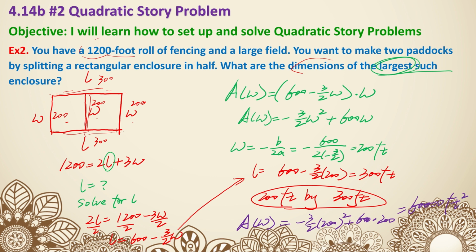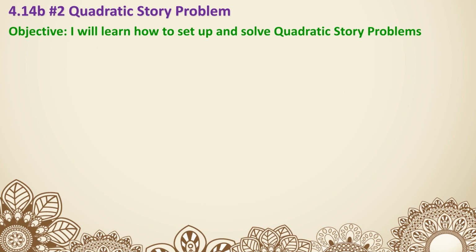For this specific question, it didn't ask you, it just asked for the dimensions. But if the question does ask you for the maximized area, there you go. That is example 2. 1 and 2 are very similar, but 2 is slightly more complicated just because there's an extra width in there. Now we're moving on to another type of question, which is going to involve profit.